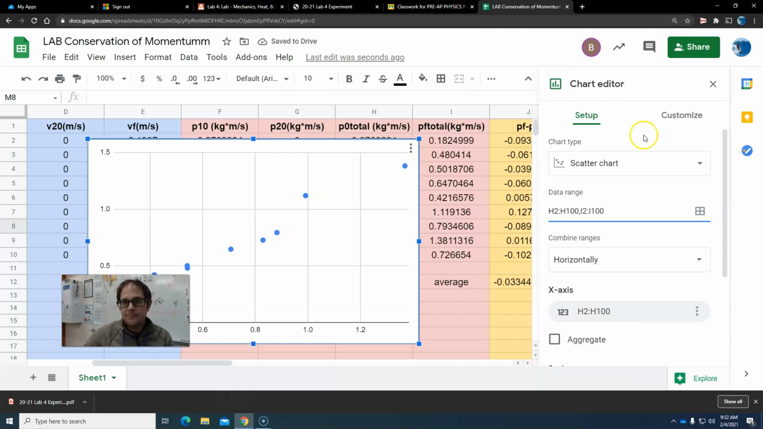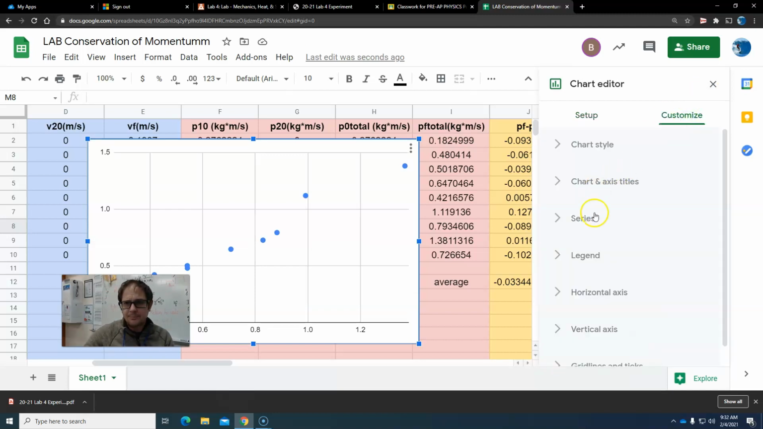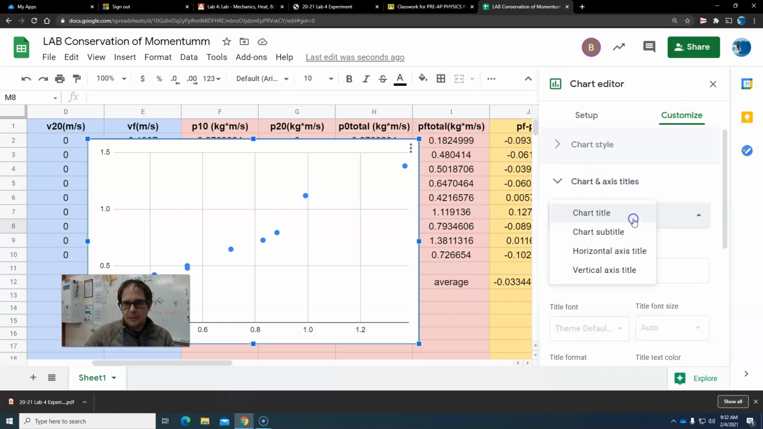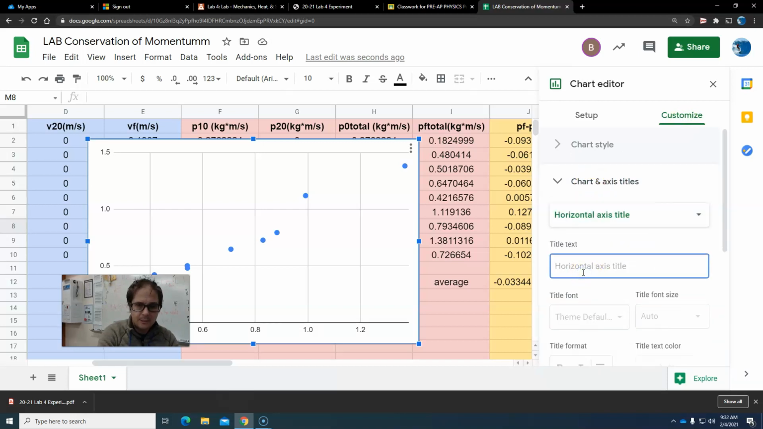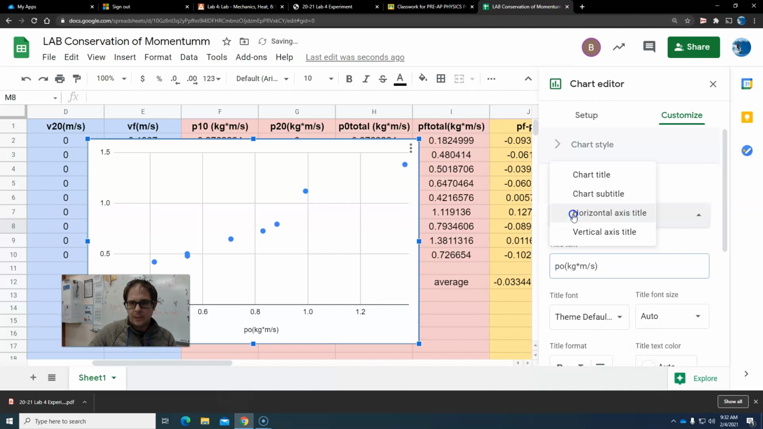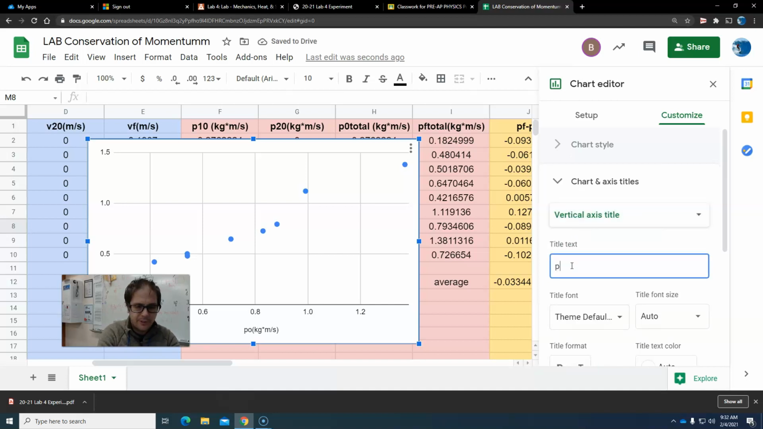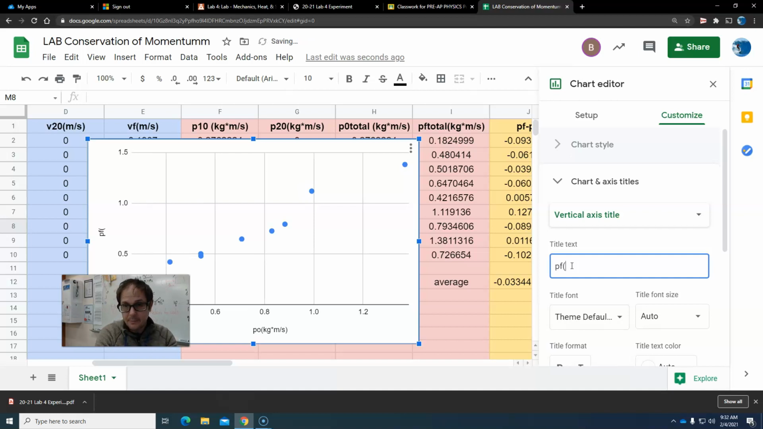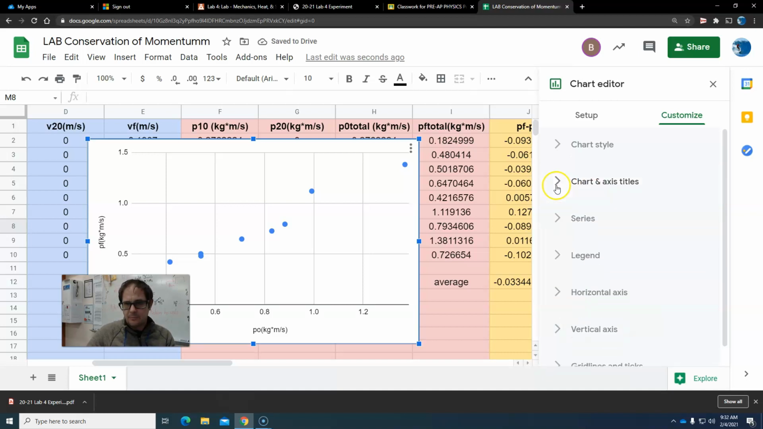This is the data. Then you go to customize, put what the horizontal axis is: P initial in kilograms times meters per second. If you want to put total, but I don't want to. And the vertical axis is P final of the system, the total, in kilograms times meters per second. Alright, and then close this menu and go to series.